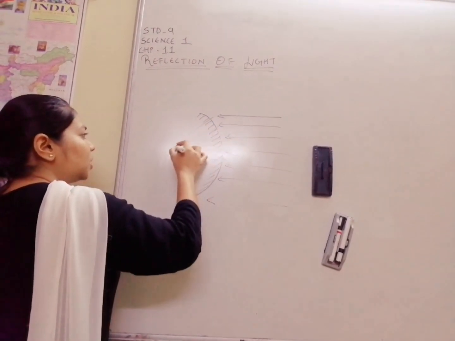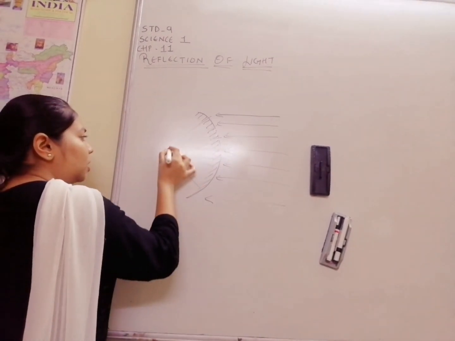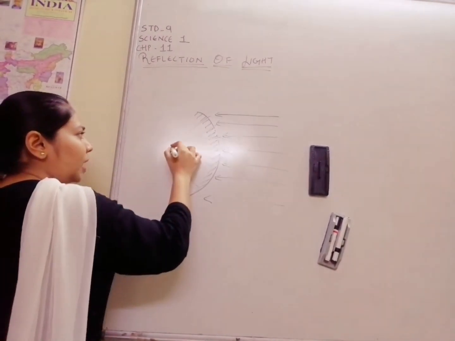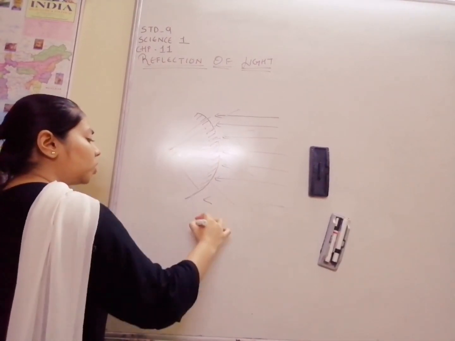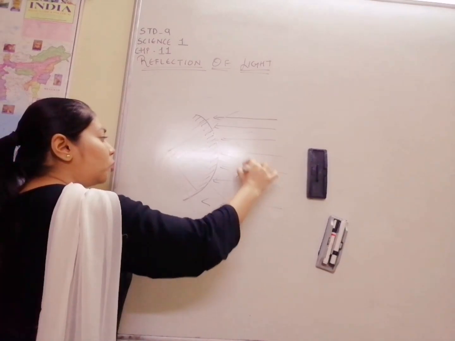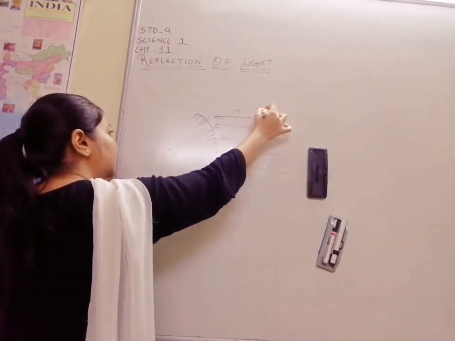And what will happen? They will converge together at one point, and from that the reflected ray will divert like this. Okay? So it will divert more than the incident ray, which were parallel. These were my incident rays.